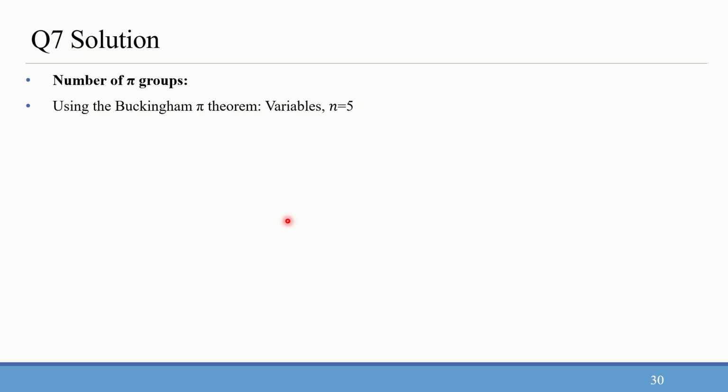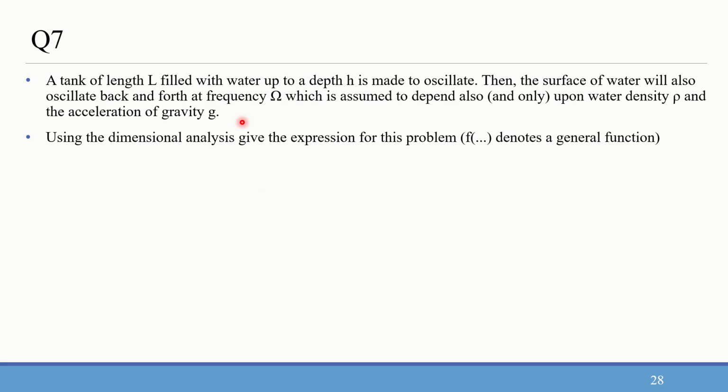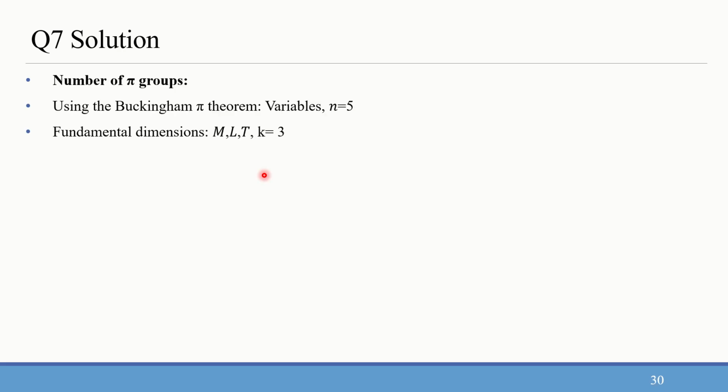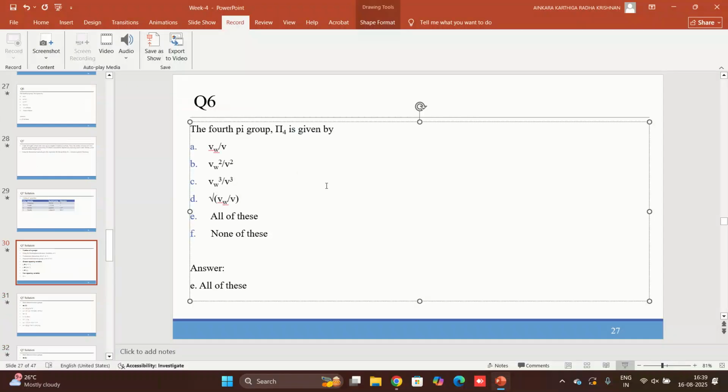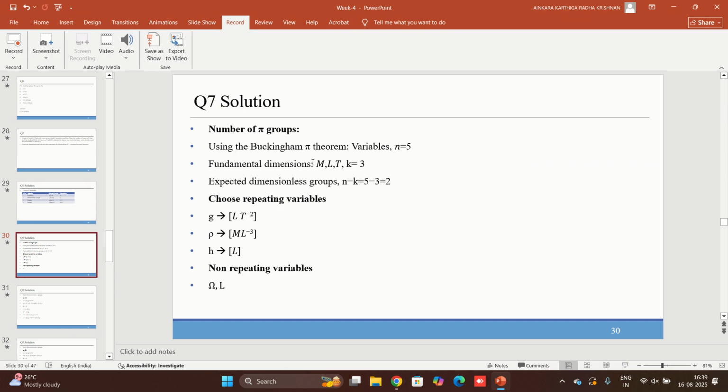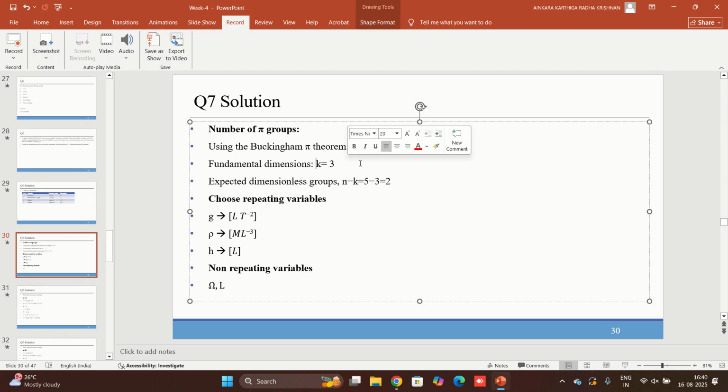So the frequency is assumed to depend on the other variables, so the number of variables is 5, and the fundamental dimensions are actually 3. The expected number of dimensionless groups is n minus k, so it is 5 minus 3, which is 2.